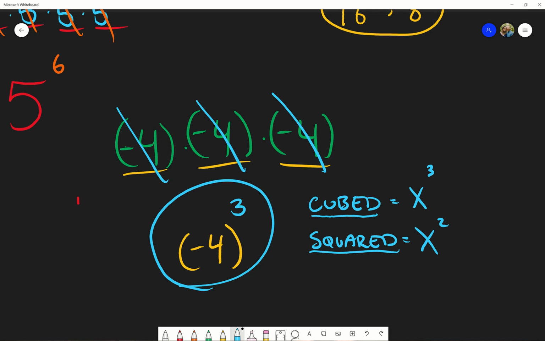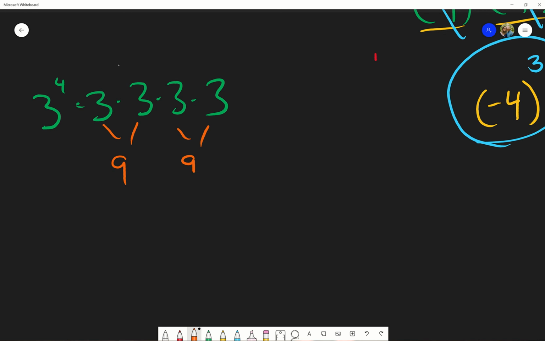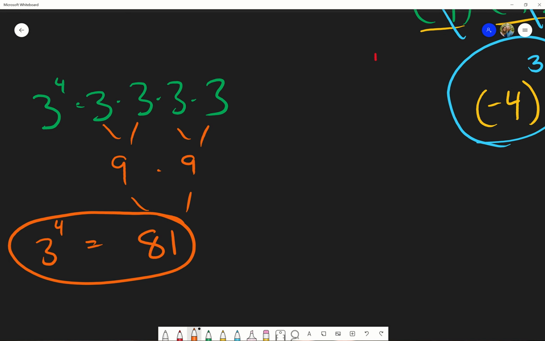All right. Now, when we talk about solving some of these equations, let's say we have something like 3 to the power of 4. We want to write this as multiplication. 3 times 3 times 3 times 3. Then we solve out these problems. 3 times 3, 9. 3 times 3, 9. 9 times 9 is 81. So 3 to the power of 4 equals 81. There is our answer.